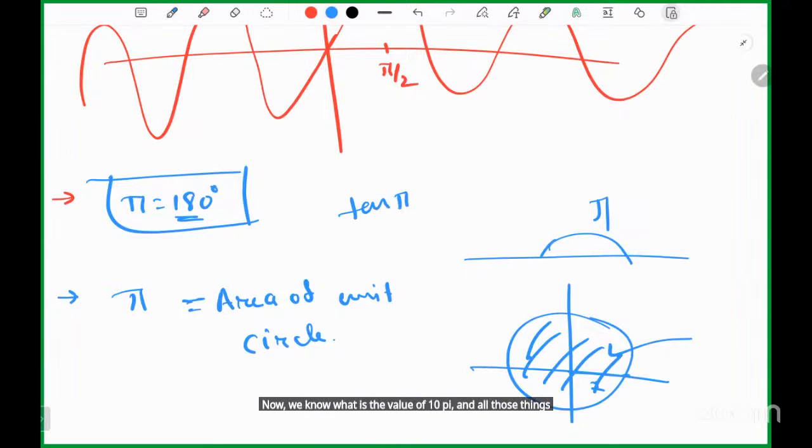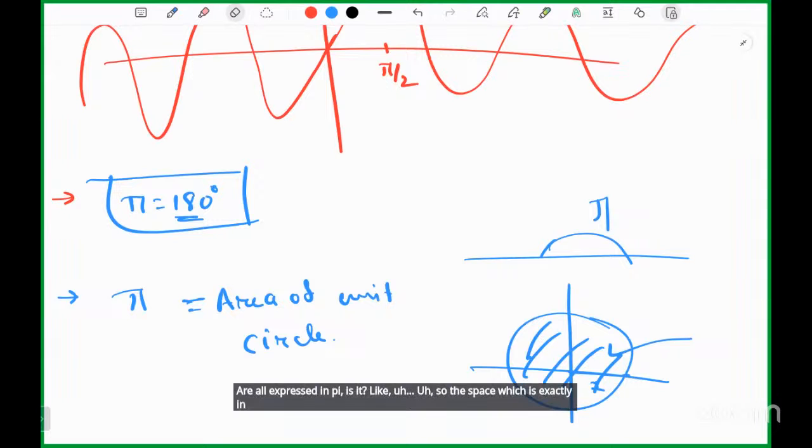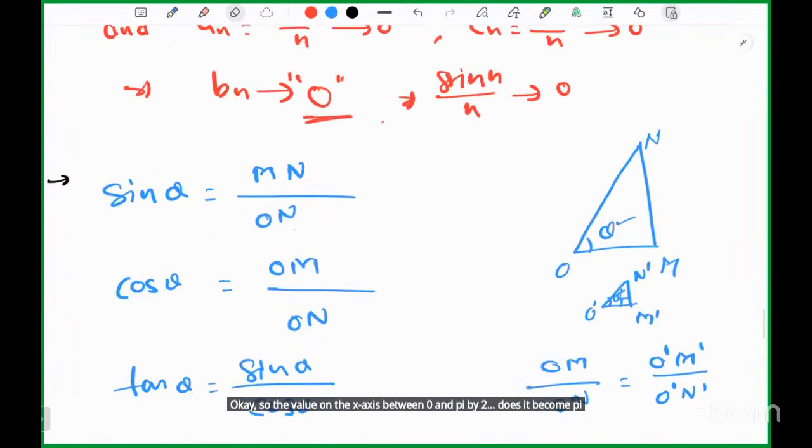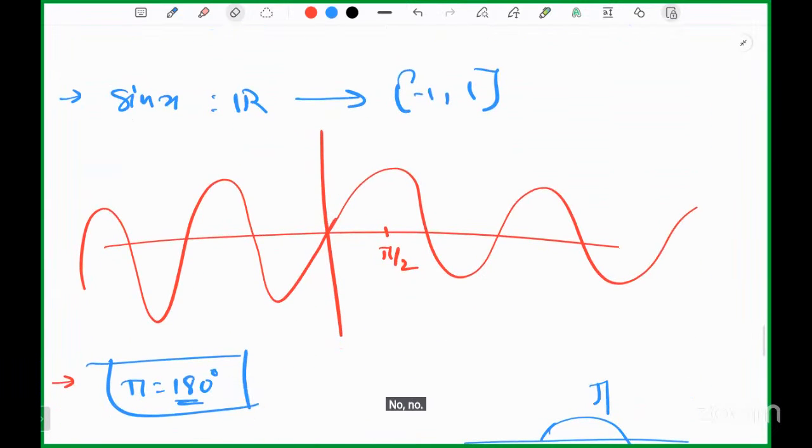So that's why it's up to you. Are all the values in between pi and pi by 2 and 0 expressed in pi, is it? No, not all. Some of them, because you can treat pi as exactly a number only. Okay, so the value on the x-axis between 0 and pi by 2, does it become pi by 4? No, not at all. Pi is a number.